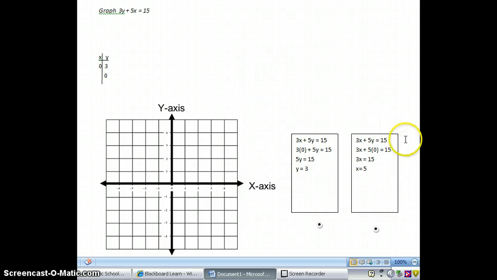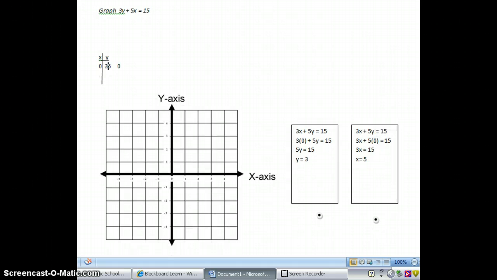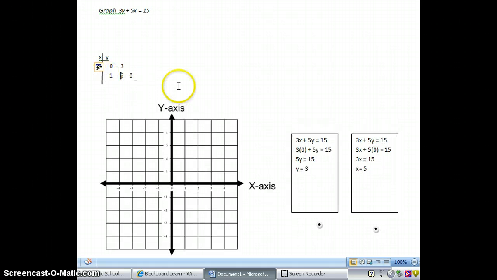But now what I'm going to do is plug 0 in for y, because what that's going to do is totally eliminate that y variable, and I get 3x equals 15, and my x is 5. Now this is one of those cases where you don't really need 3 ordered pairs. You can survive with just 2 of them.